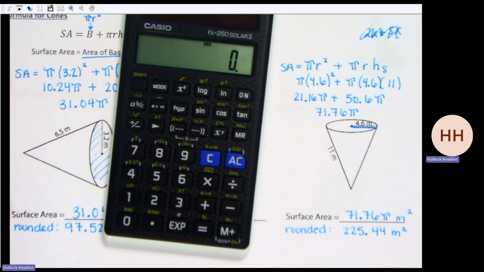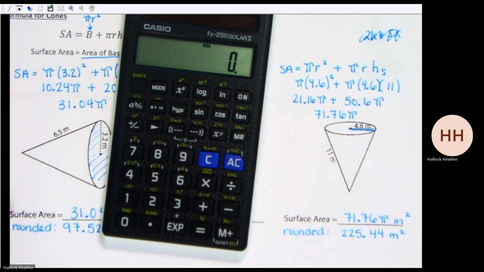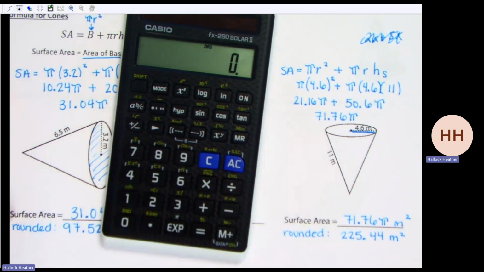So start working on the back. You have, I think, 5 problems.